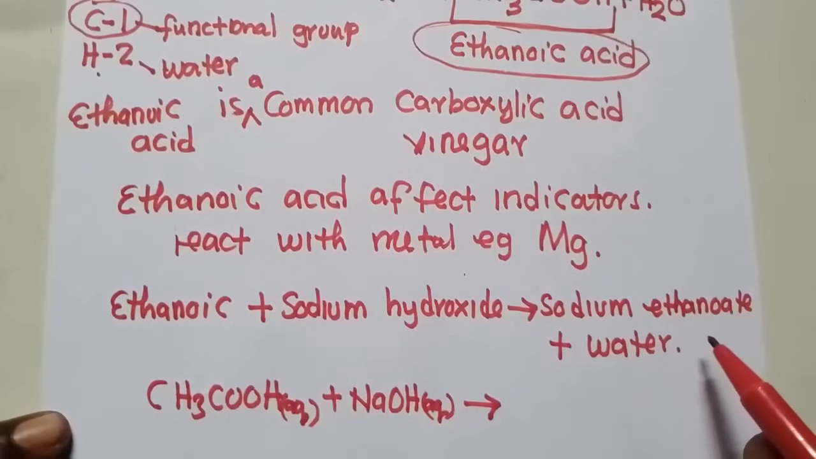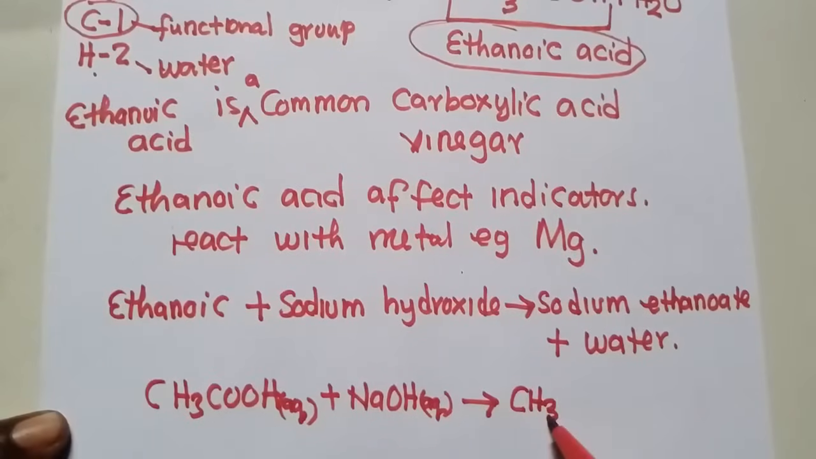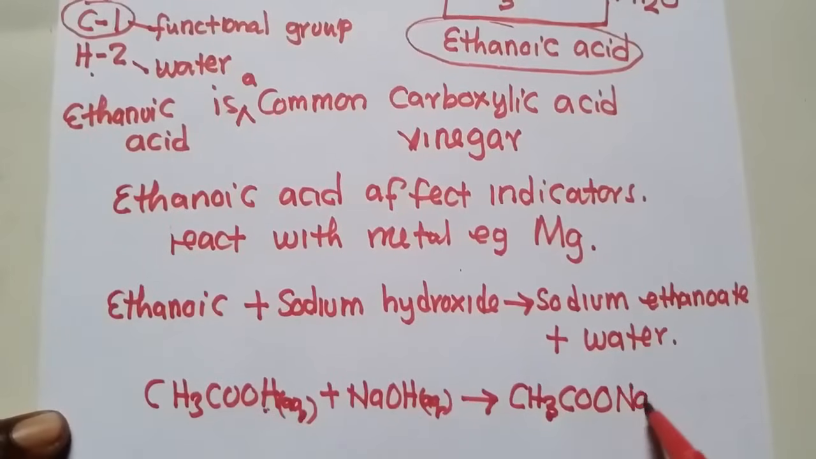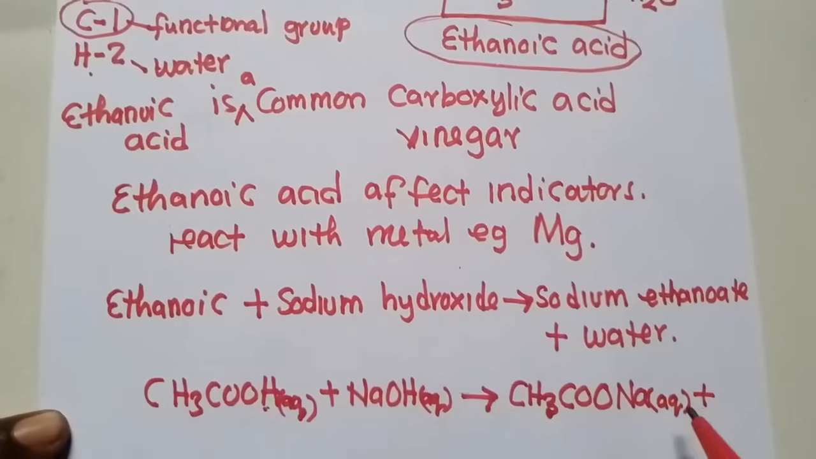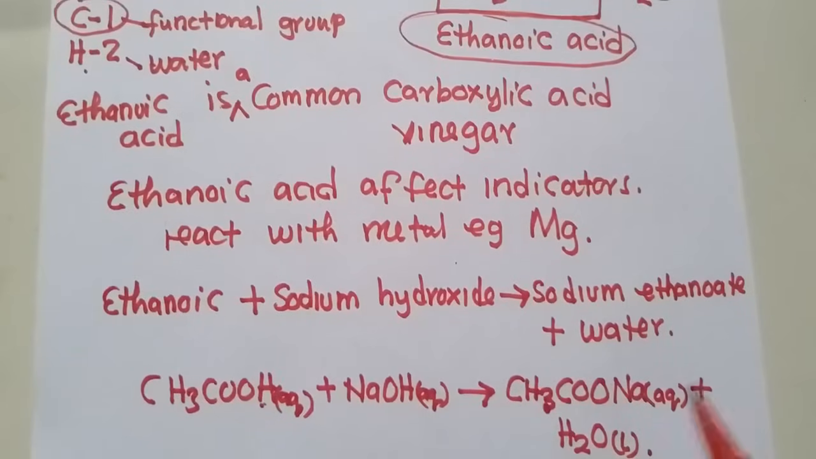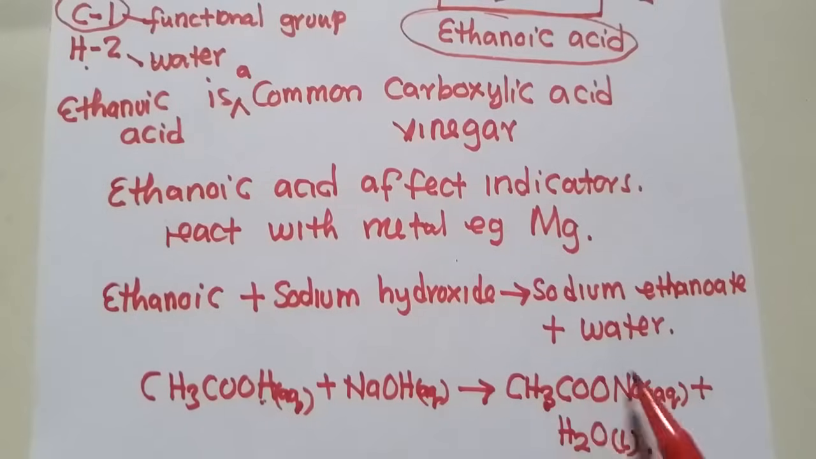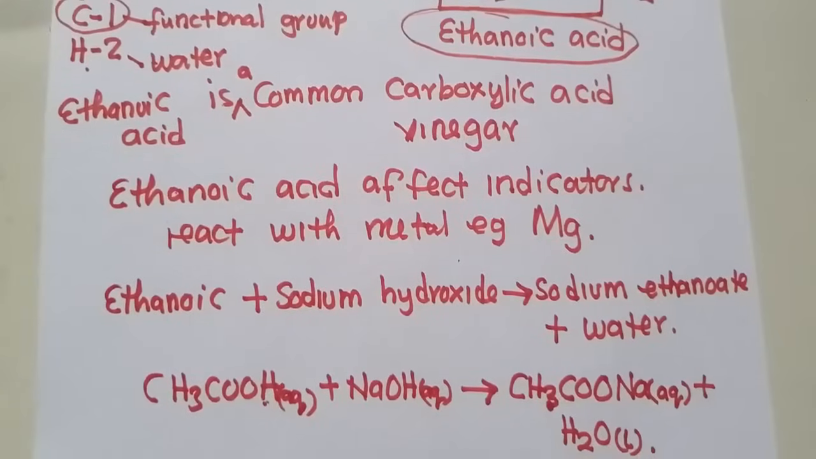So what is sodium ethanoate? Here I'm going to write CH3, then I put COO. Instead of putting the H there, I'm going to put the sodium. Then it is also aqueous. Then plus water, H2O. This water is in liquid state. So this is how we get to write it. This compound which is here is called sodium ethanoate. This is what you need to know and understand. Make sure you get this, you understand all these things here.